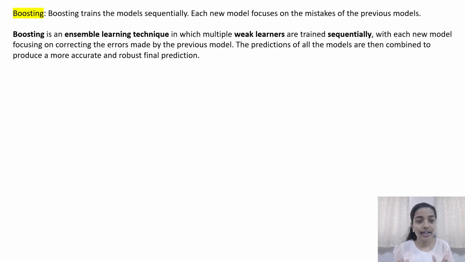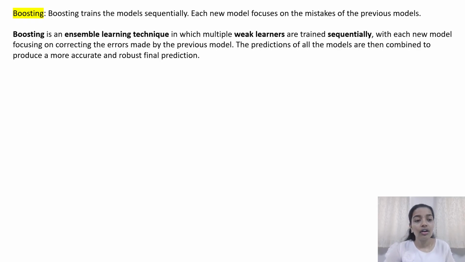Everybody works independently, and each and every model will give us a different prediction, and at the end we will combine them. Whereas in boosting, the main difference is that in bagging, we train the models in parallel. They are not dependent. Whereas in boosting, we train the models sequentially. The results of a model depend on the previous model. The current model focuses on the errors made by the previous models. This is the main difference between bagging and boosting.